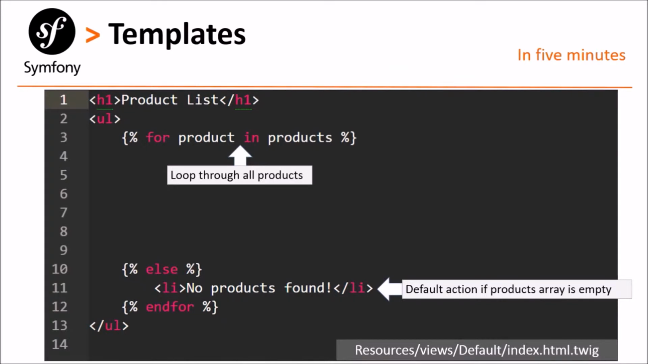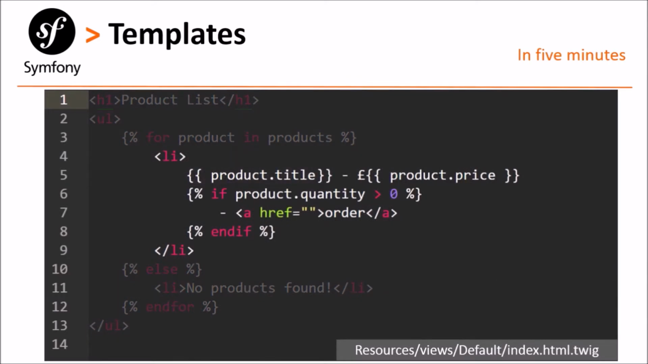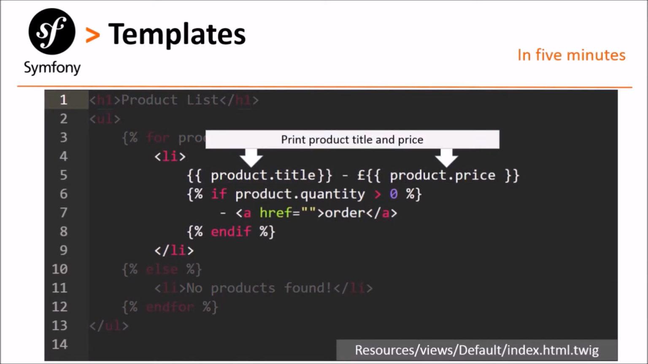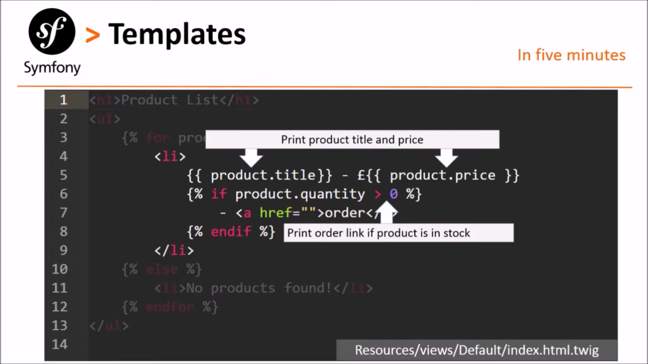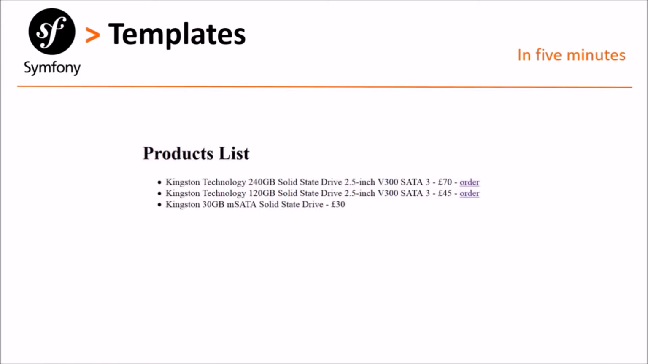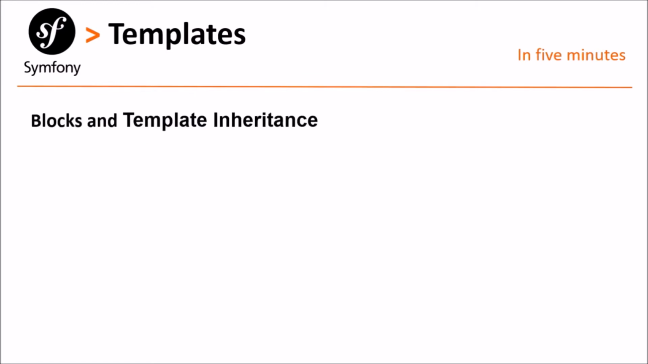Finally, on line 13, we close the for loop. Inside the loop, we print the product name and price, and the order link if the product quantity is greater than 0. And here is the rendered HTML produced by our template. Now we have the basics of Twig covered. It's time to see other cool concepts, like blocks and inheritance.